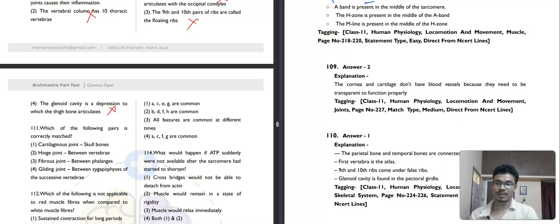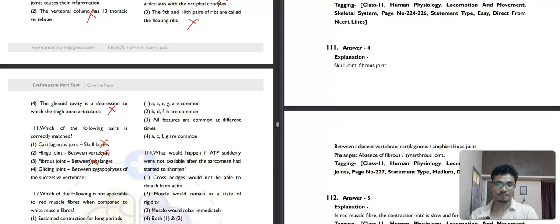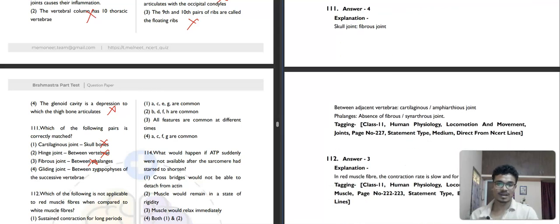Then which of the following pairs is correctly matched? Cartilaginous joint, skull bone, no. Hinge joint between vertebra, no. Cartilaginous joint between vertebra. Fibrous joint between phalanges, no. So here you can see skull bones have fibrous joints, between adjacent vertebra cartilaginous joint, phalanges absence of fibrous joint. So gliding joint between zygapophysis of the successive vertebra. So here the fourth option will be our correct answer.